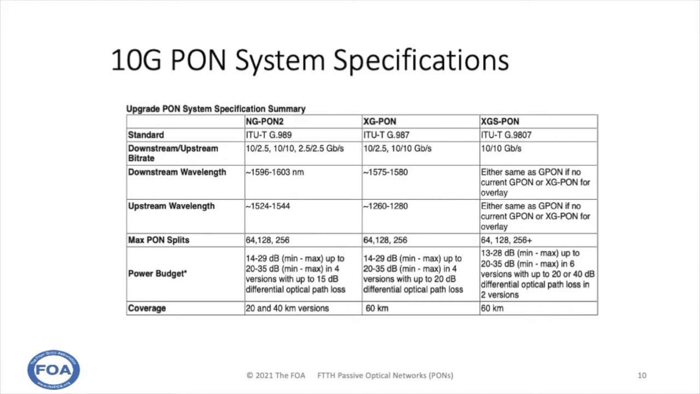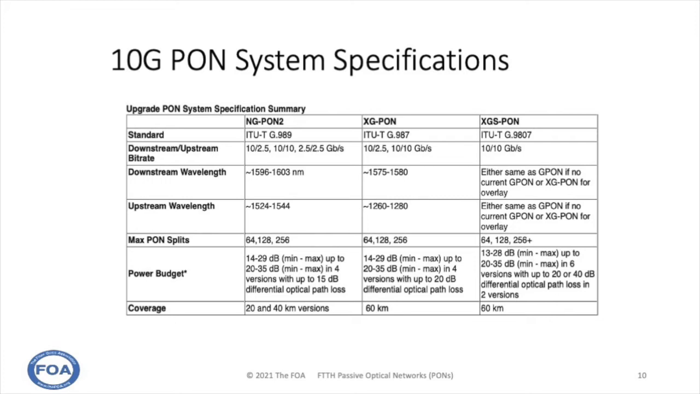Basically, the 10 gig PONs have a couple of very important differences. First, obviously, it runs at 10 gig. Secondly, it can go 60 kilometers. Thirdly, it can split not only for 32 users, but for 64, 128, or even 256 users. And that's all very important for building bigger and faster GPON networks.